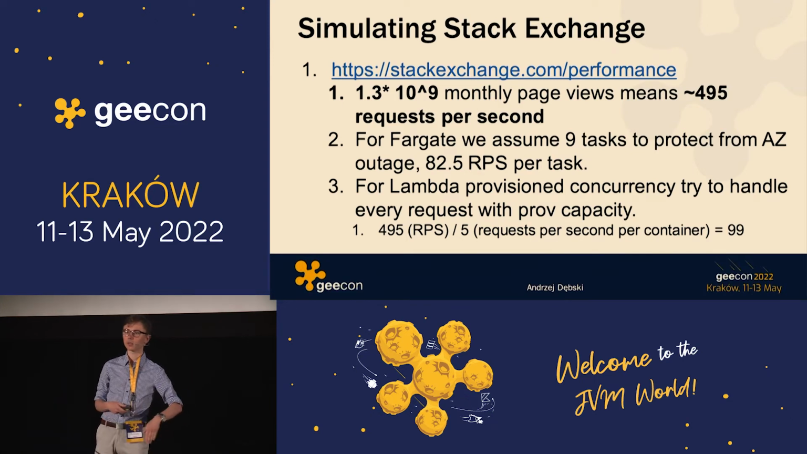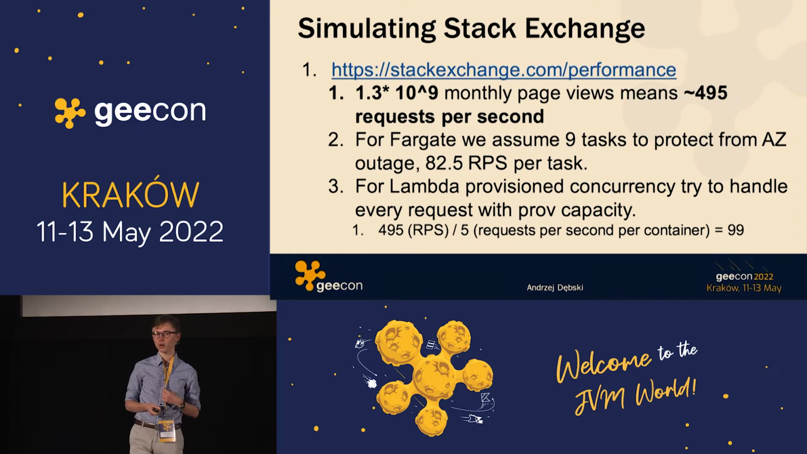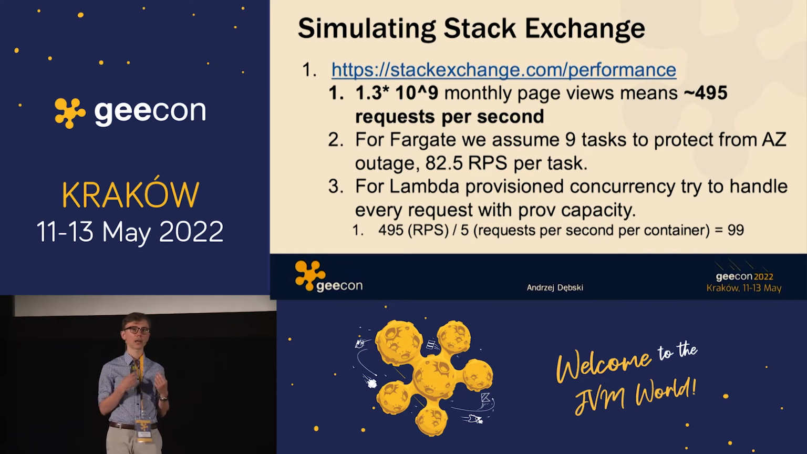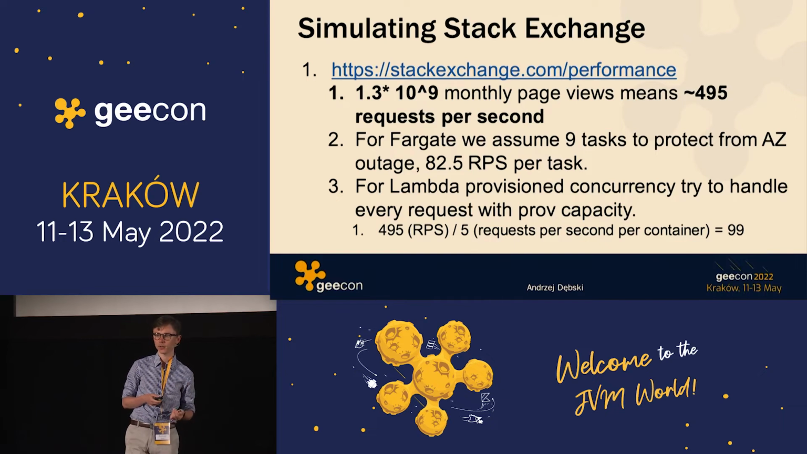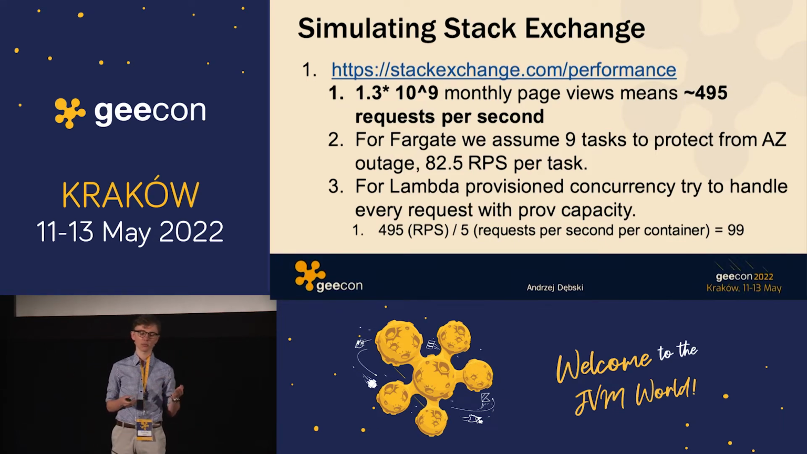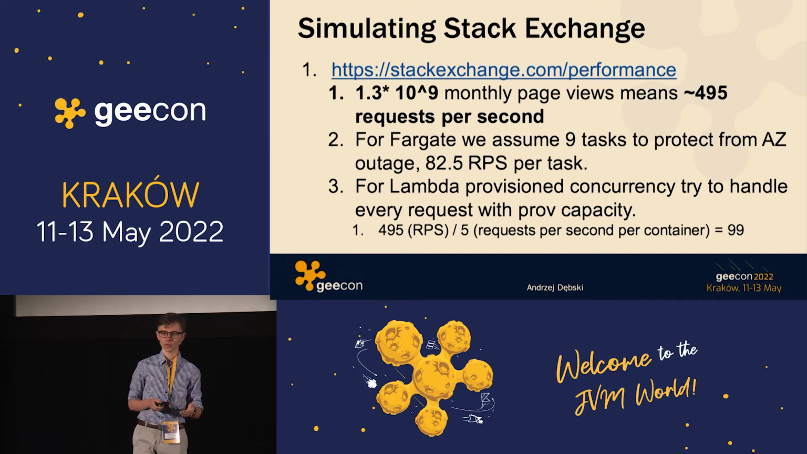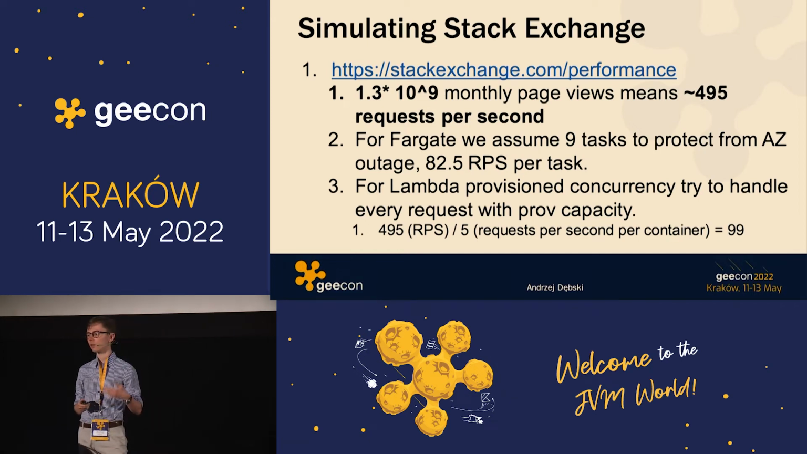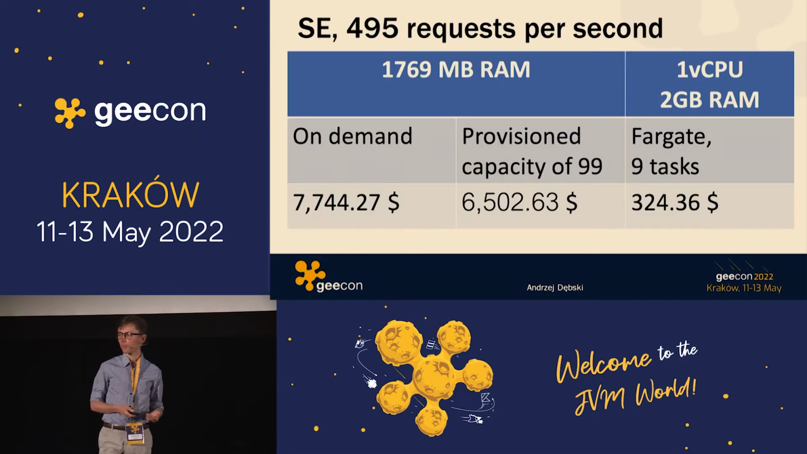And in case of Lambda, I want to think about the extreme scenario where all of the traffic will be handled by provision concurrency containers. Because we assume that each request will last on average 200 milliseconds, each Lambda instance will handle 5 requests per second. So 495 divided by 5 gives us 99 provision concurrency containers that we will need to use.